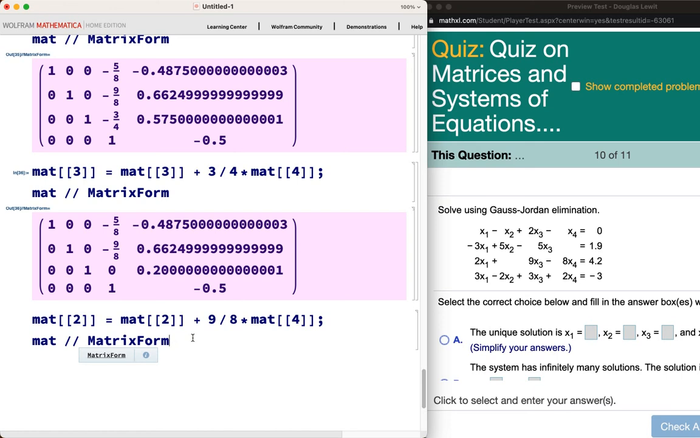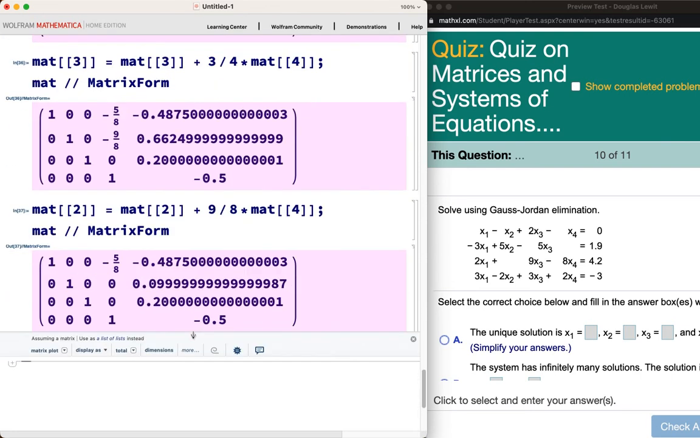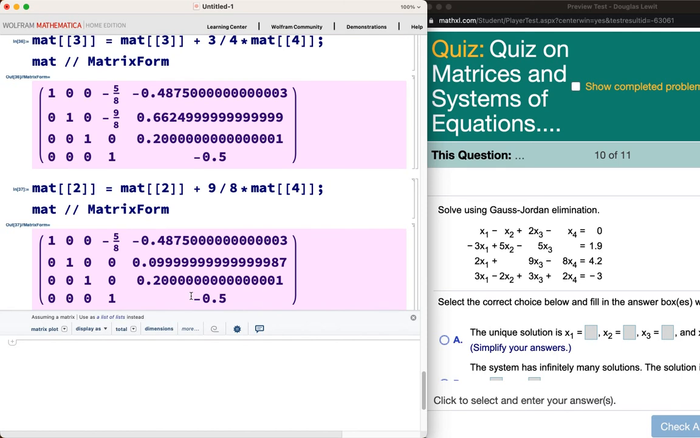Okay, so then the new second row. Hold on, there's noise going on in the background. So the new second row is equal to the old second row plus 9/8 times the fourth row of the matrix. Okay, so the new matrix will look like that.